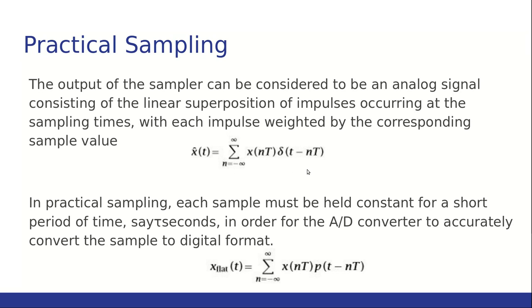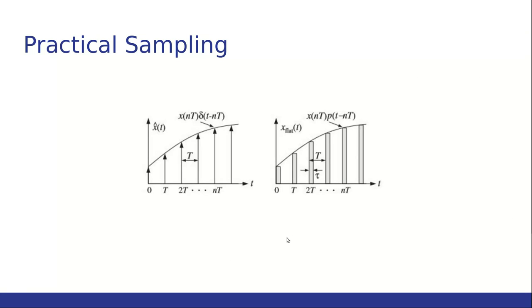In practical cases, each sample must be held constant for a short period of time, say tau seconds, in order for the analog to digital converter to accurately convert the sample to digital format. That is, it's not just an impulse, it's a flat signal for tau seconds. This image would shed more light into this. But for simpler calculations, we generally consider it to be an impulse.